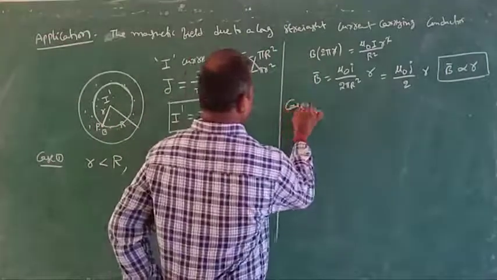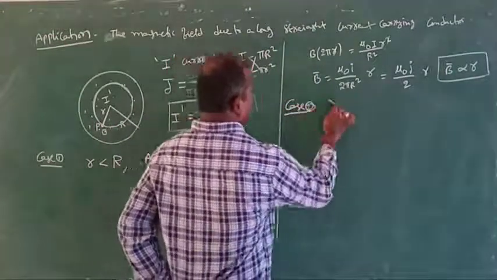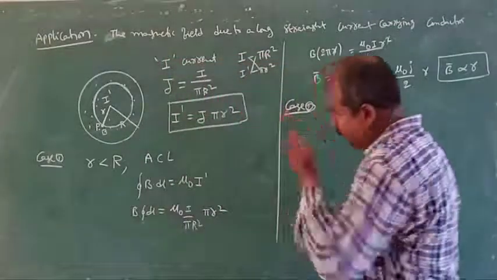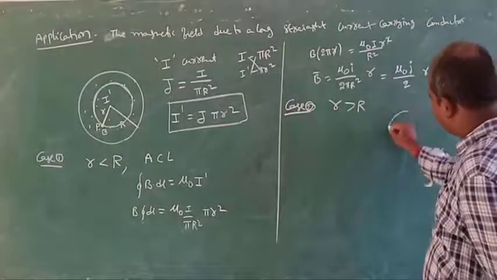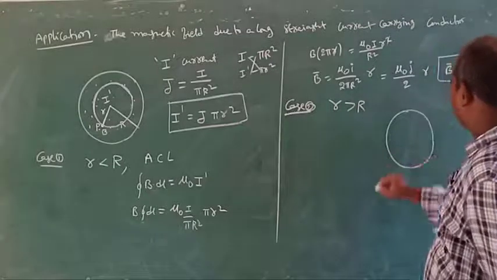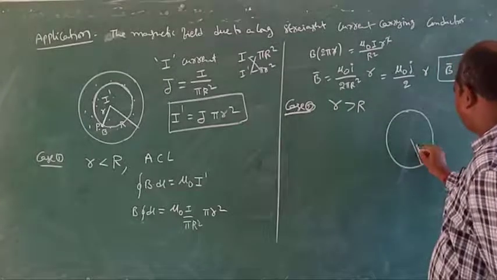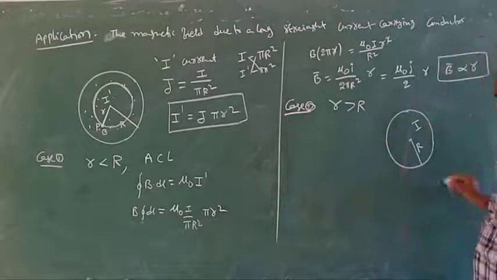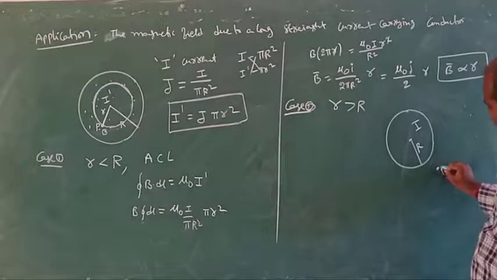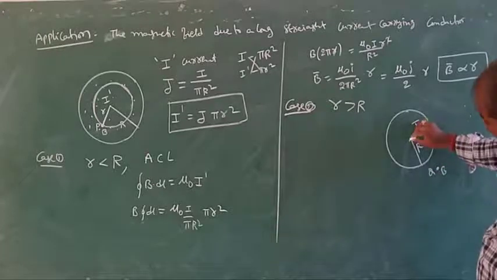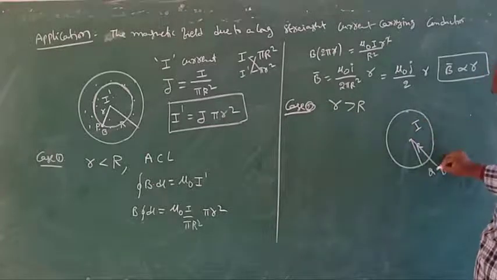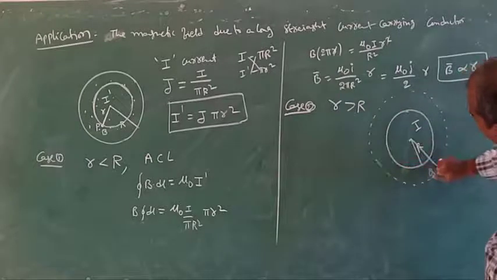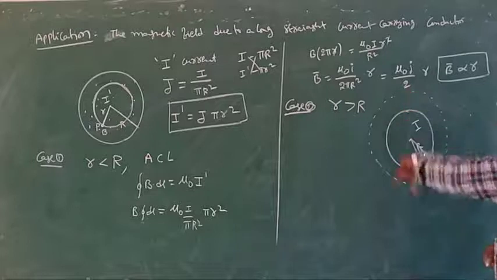Then case 2, small r is greater than capital R. Like this is the current carrying conductor of radius R. The total current carried by this conductor is I. We need to find the magnetic field at this point Q. This small r is greater than R. Now we can draw an Ampere's circuit, taking a closed curved loop.